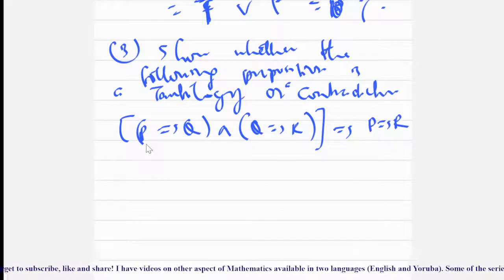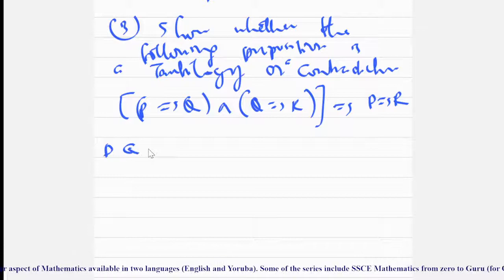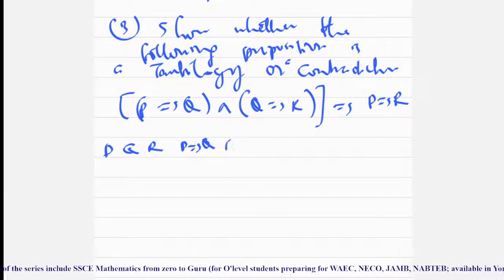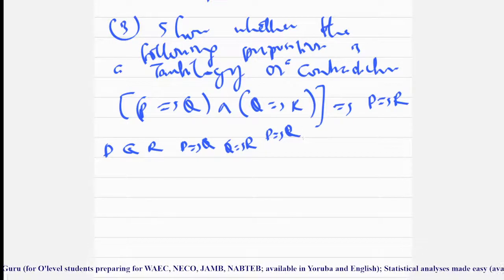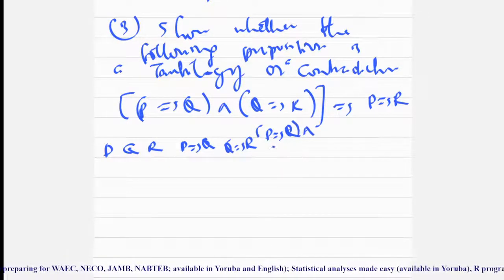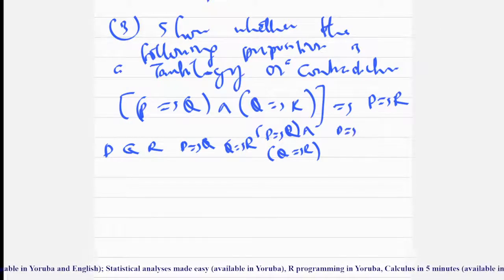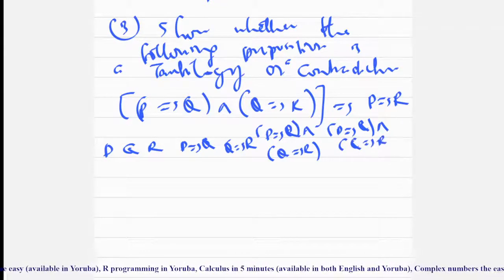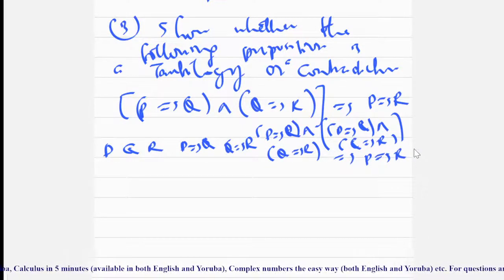Since you have three propositions, then you have to draw your truth table. You have your P, you have your Q, you have your R. So then we have P implies Q, right? Q implies R. Let me write it very well. Then we still have P implies Q and Q implies R. And lastly, all of this, P implies Q and Q implies R, implies P implies R.